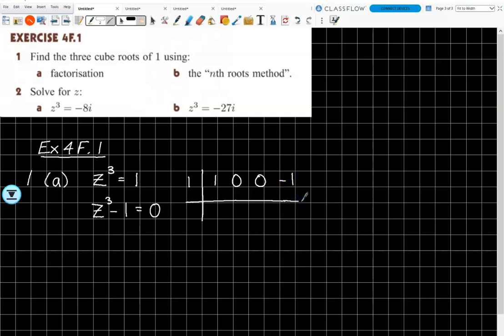Don't you just love it when some of that earlier stuff comes back in? Okay, 1 times 1 is 1, plus 1. 1 times 1 is 1, plus 1 is 1. 1 times 1 is 1. Thank goodness it ends up being 0. So what we end up with is this can be factorised to be (z - 1) times (z squared plus z plus 1). Okay, this allows us to then go, well, z equals 1 is a solution.